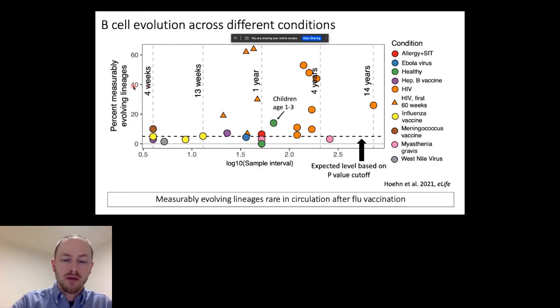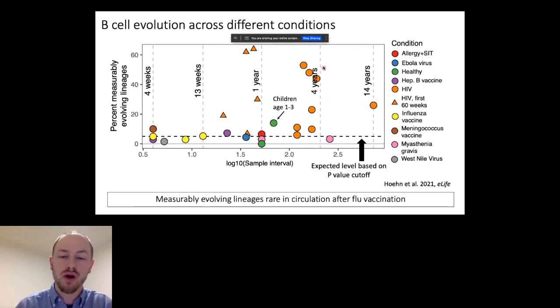So this is the result of that study. Each of these points is a different study and data set, which is colored by the condition. The y-axis shows the percentage of lineages in that study that are measurably evolving, and the x-axis shows the total sample interval, ranging from 4 weeks to 14 years.